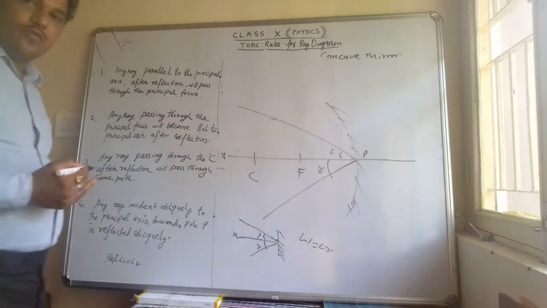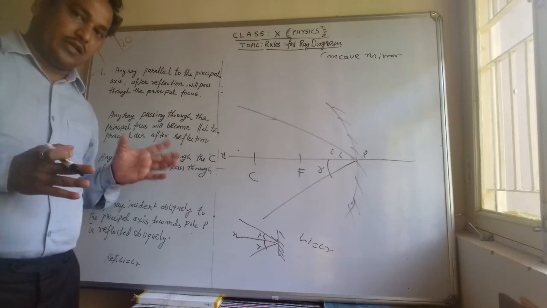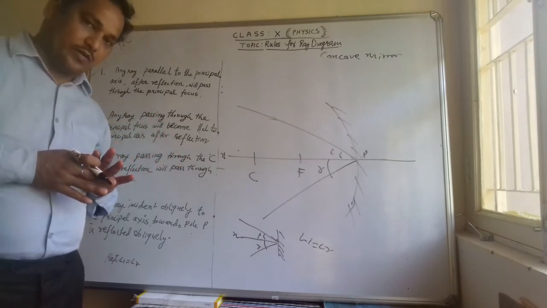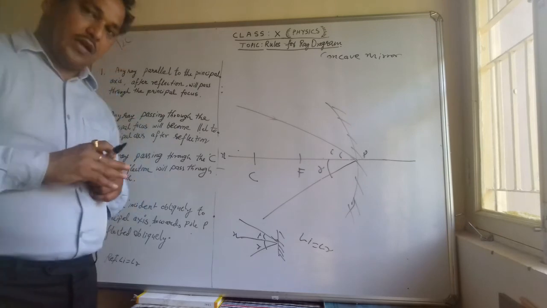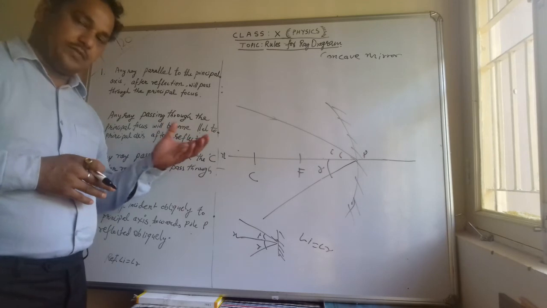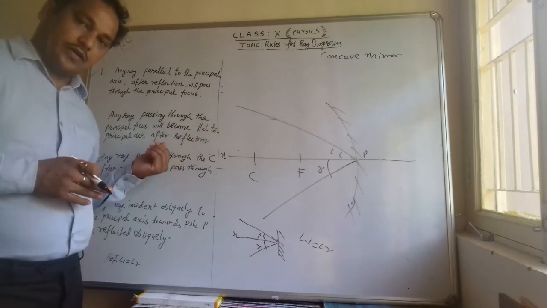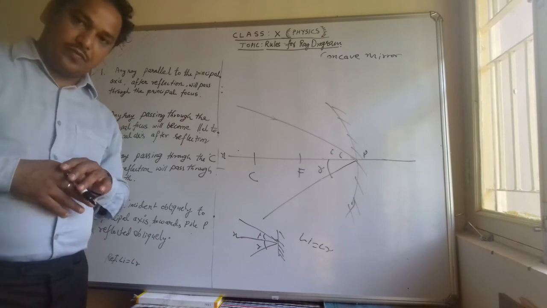So this is the fourth rule in the case of the concave mirror. The same rule can be applied for the convex mirror also, so it is applicable to all spherical mirrors. This will be very helpful in drawing the ray diagram when the object is placed in front of spherical mirrors, and we will get the position of the image, size of the image, and nature of the image.